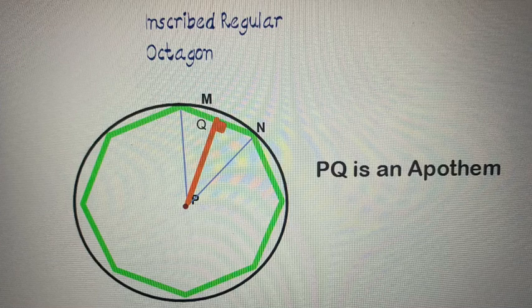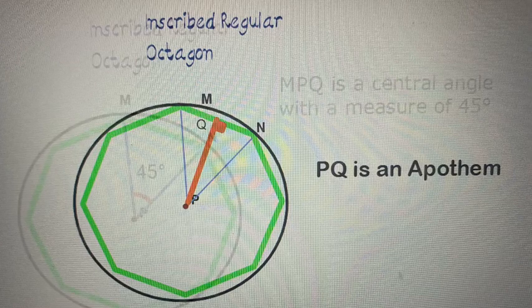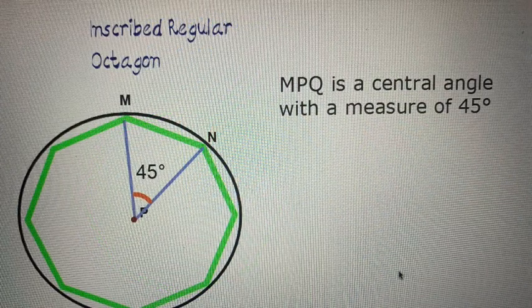Now, we can find the measure of the central angle because we're going to divide 360 by 8, in this case, because that's the number of sides that there are. Remember, the central angle of a regular polygon is formed by 2 radii drawn to consecutive vertices of the polygon.